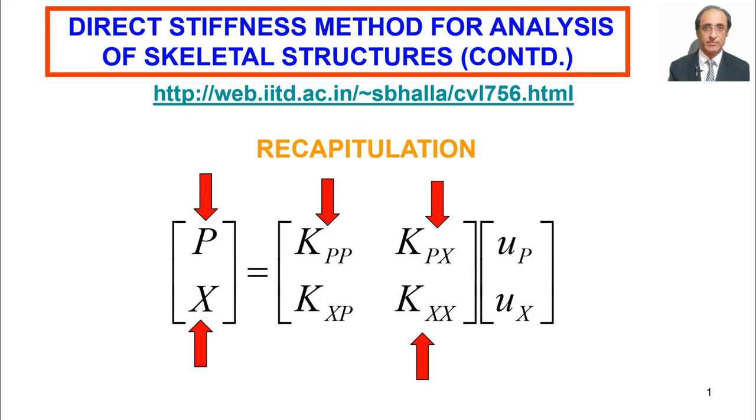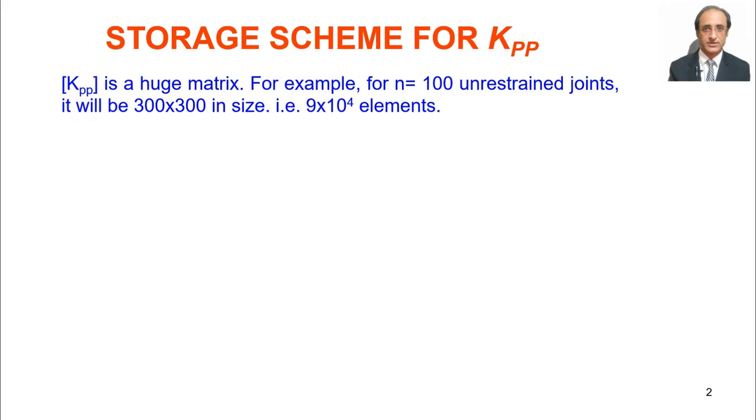So whether we solve the equations, we have this support settlements, either they are 0 or they are known value. So if they are 0, then our equation is simple. Just P equal to KPP into UP. We solve it. Otherwise, we have to find a modified force vector P. So whichever case, this KPP matrix is very important. So problem is that KPP in general, it will have very large size. So we just see some simple strategies how we can reduce our memory.